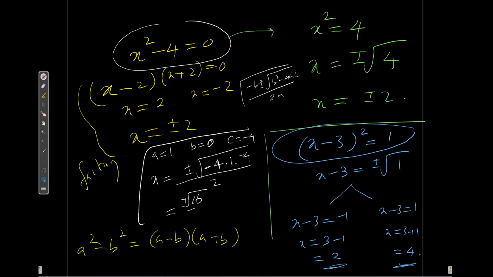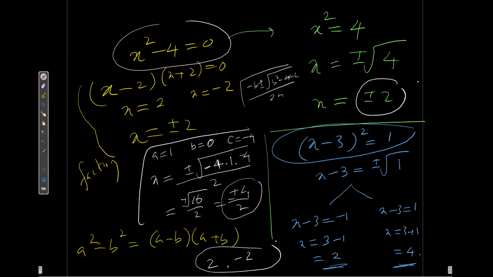Plus or minus, divided by 2. So the square root of 16 is 4. When you divide this, plus 4 divided by 2, that's 2. Minus 4 divided by 2, negative 2. Same solutions as here. See?